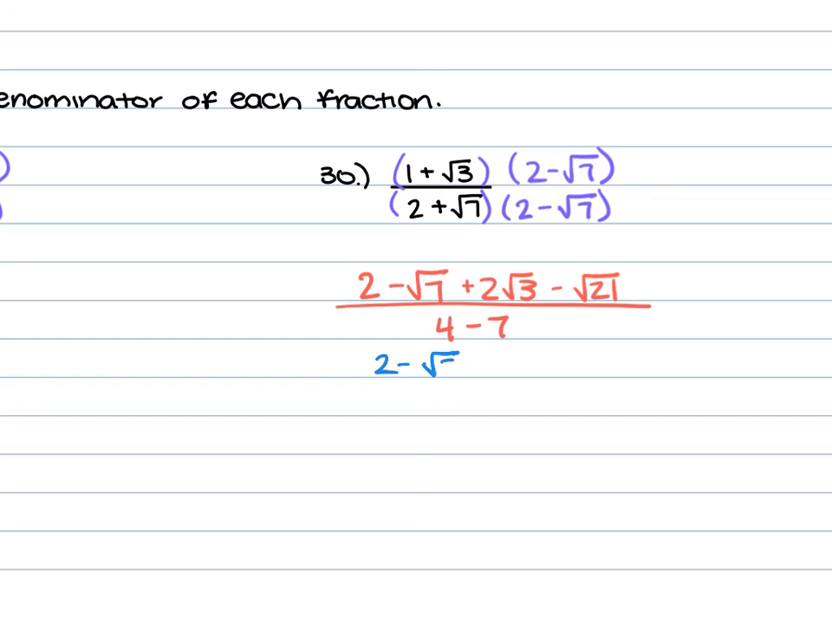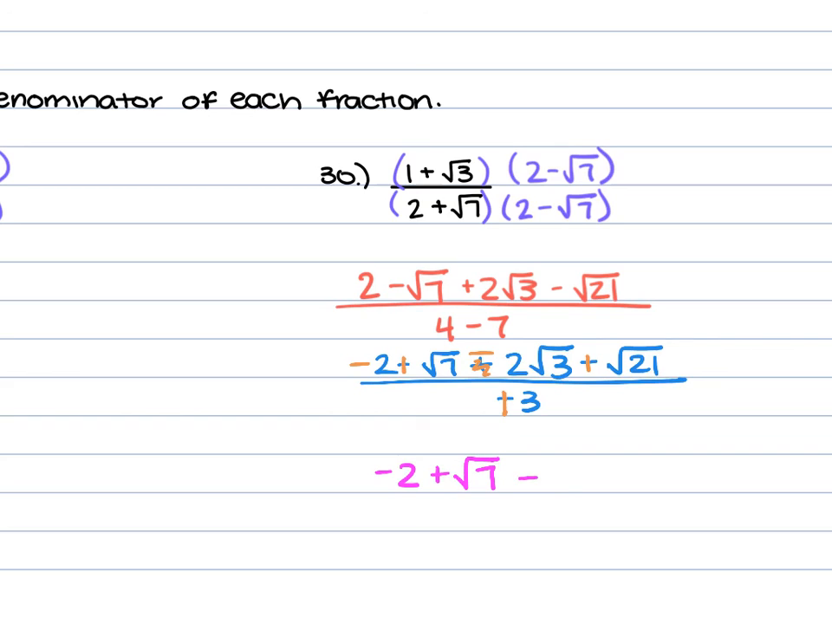2 minus the square root of 7 plus 2 square root of 3 minus the square root of 21 all over negative 3. You cannot leave a negative in the denominator, so in order to turn that negative 3 into a positive 3, you're going to have to change the sign on everything on the top of your fraction. So this is going to switch to be negative 2 plus the square root of 7 minus 2 square root of 3 plus the square root of 21 all over 3.